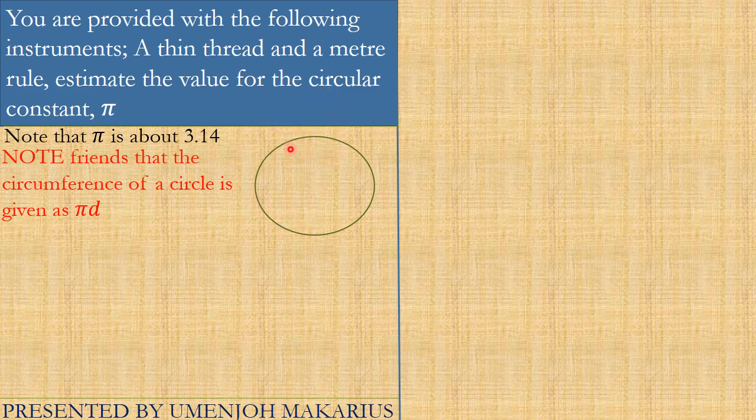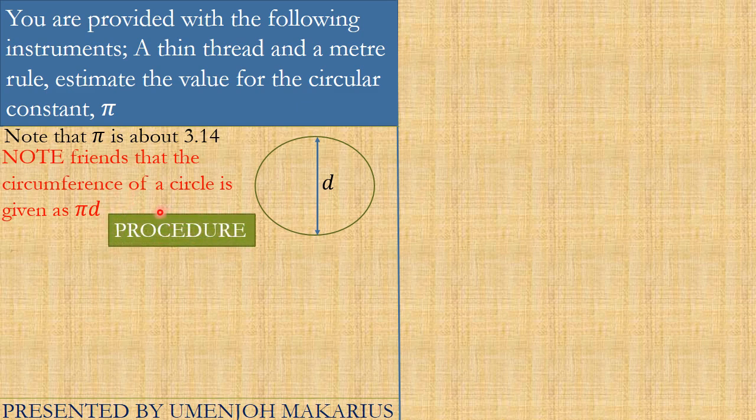So friends, we need to measure the diameter of this circle. We'll just simply measure the diameter. That's the distance from one edge of the circle, passing through the center of the circle, and touching the other end, in a straight line. So this is our diameter. We'll label it as small d. Good, that's it. Then friends, let's start with our procedure.